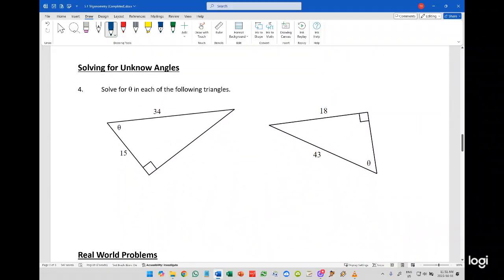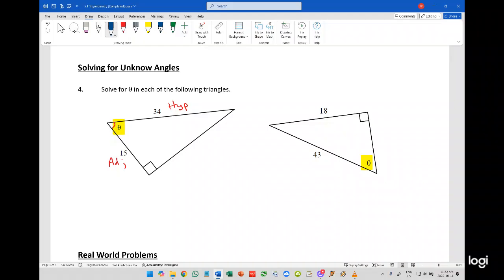The next is solve for the unknown angles. So we just solved for a couple of unknown lengths. Now let's do something very similar. I'm looking for the theta in each of those. Relative to my angle theta, 15 is going to be the adjacent, and 34 is going to be the hypotenuse. I'm not even going to bother listing the opposite because frankly it really doesn't matter within the question.